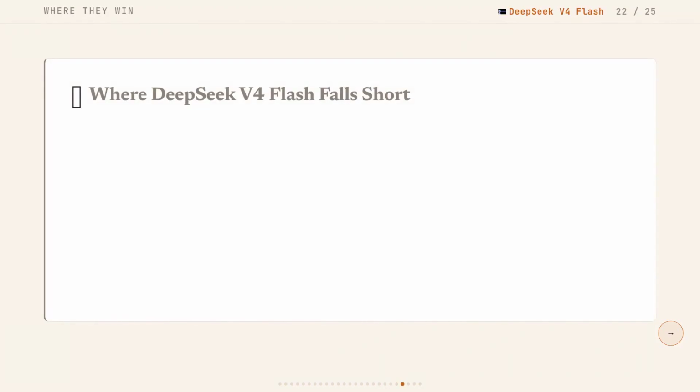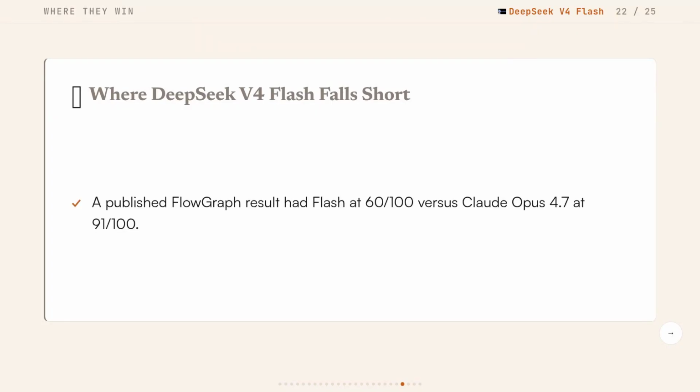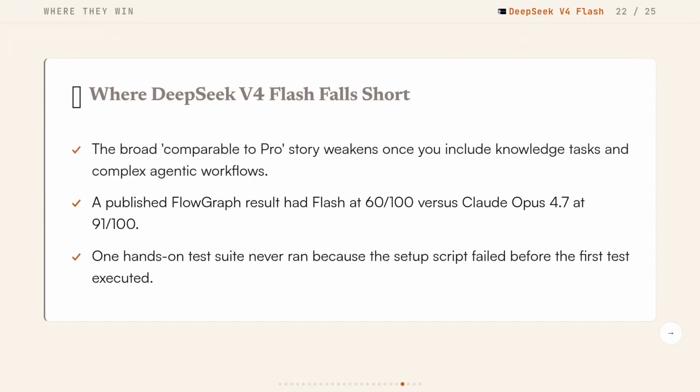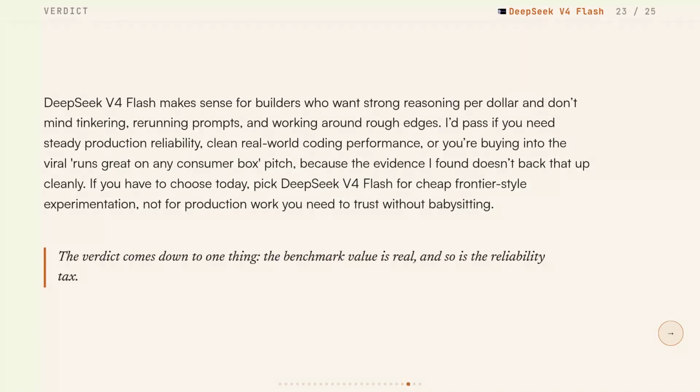And here's where it falls apart. The pro parity story breaks on knowledge tasks and complex agentic work. A published flow graph result put Flash at 60 out of 100 versus Claude Opus 4.7 at 91. One hands-on test suite failed before it ran a single test, and the local hardware floor is 33 GB VRAM minimum, not the 24 GB consumer figure going around. 2 of 5 charges verified, 1 partially true.